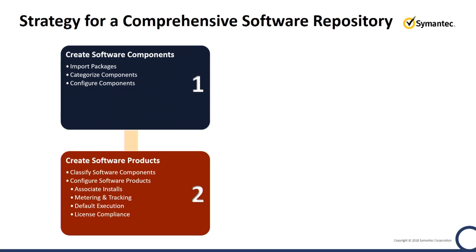Is it a desktop application? Is it a utility? Is it a server application? You give it a little more data. Okay, and then you configure those. So inside a software product, you're looking at things like the associations to installs, associating certain executables or items in the CMDB to say it's installed in 20 different places.